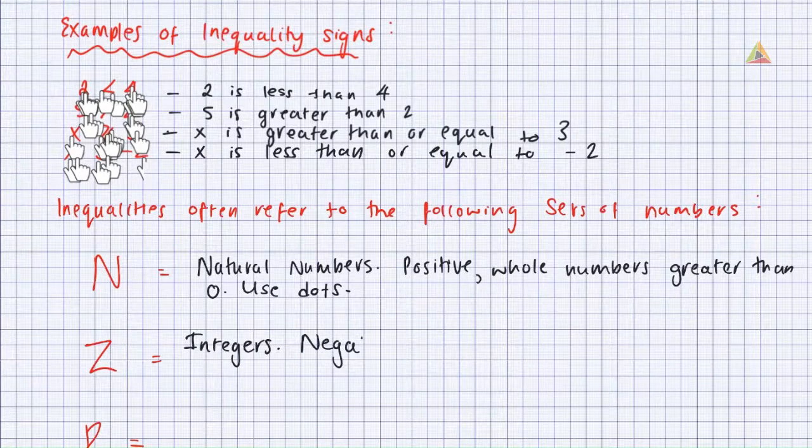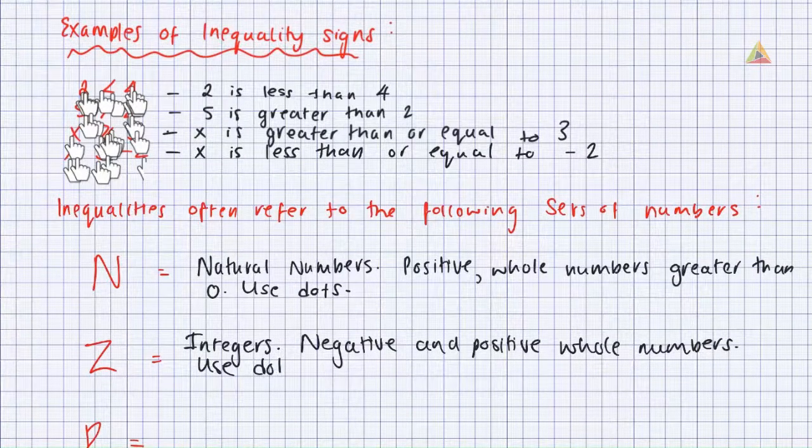So you've got negative and positive whole numbers. And on the number line, you also use dots. Now for both of these, I'm just going to give some examples. So if I was to write in a set of natural numbers, I'd put in 1, 2, 3, 4, and so on.